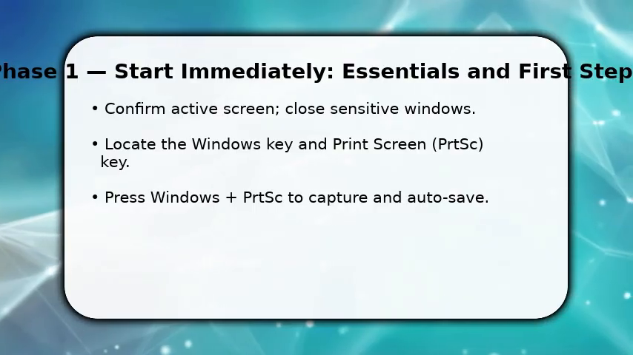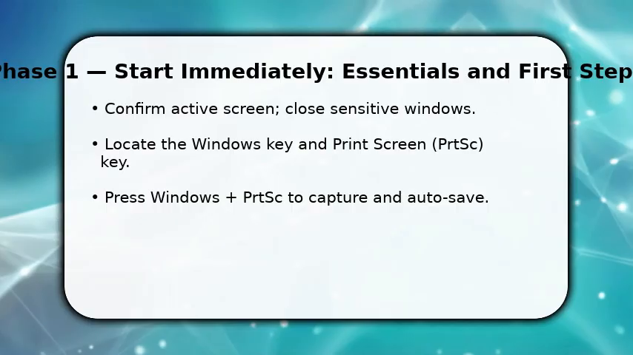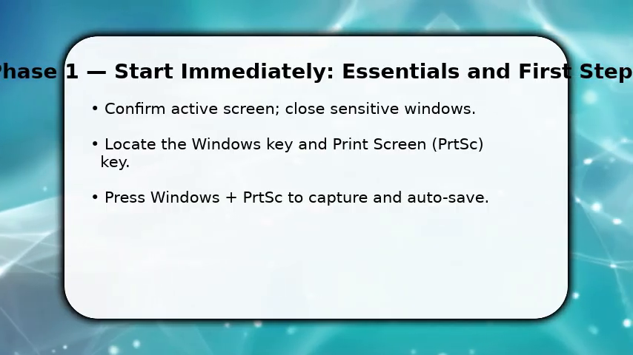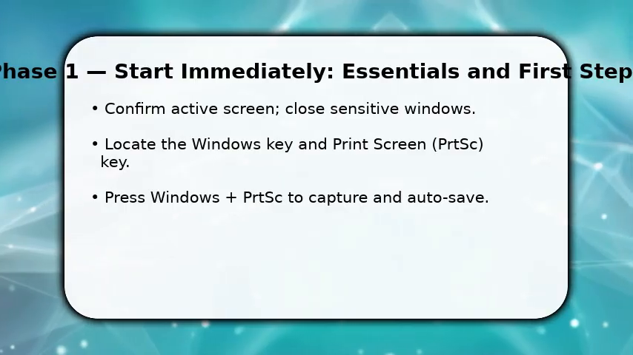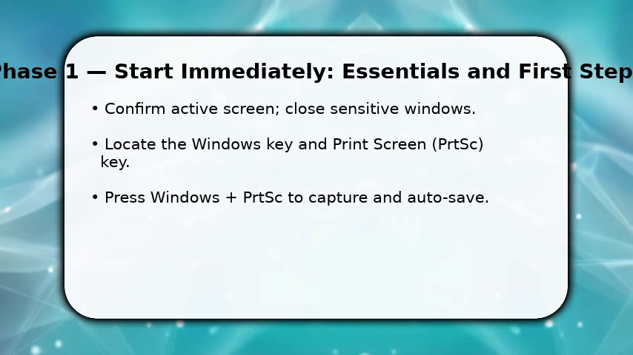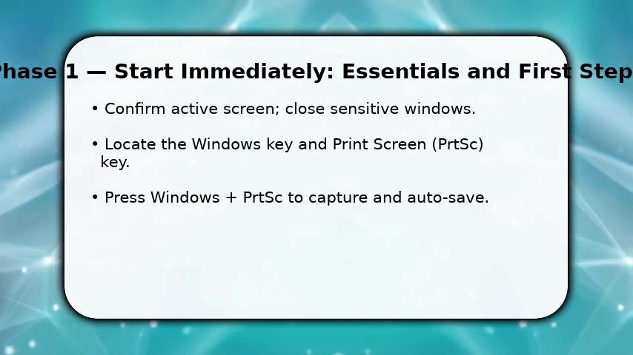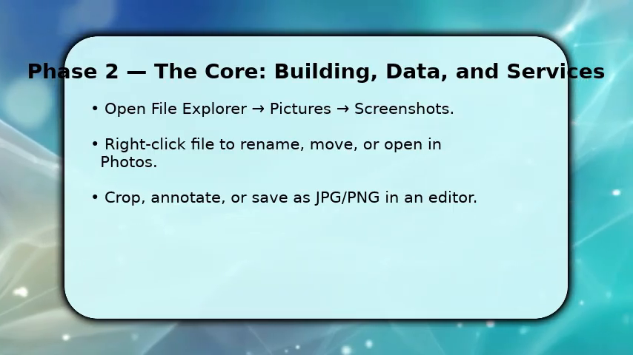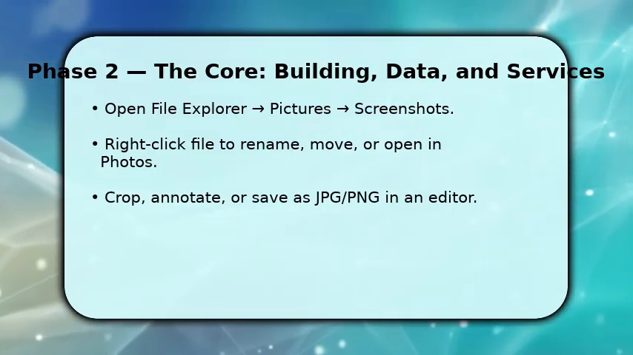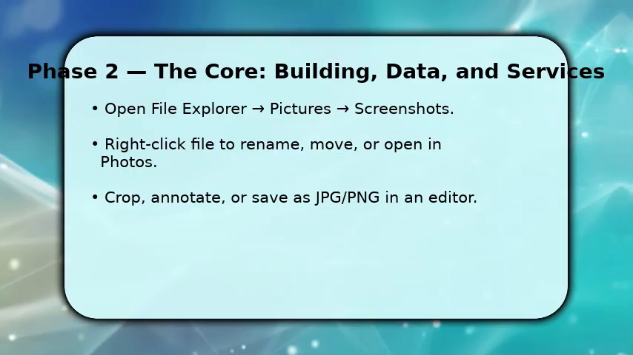This captures the whole display and automatically writes a PNG file to your Pictures/Screenshots folder. Make sure you hear a camera sound or see a brief dim. Those are confirmation signs that the capture succeeded. Once done, open File Explorer and navigate to Pictures then Screenshots. Windows plus PRTSC saved a time-stamped PNG there.